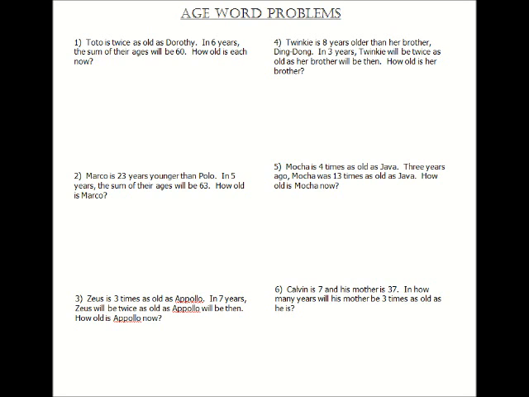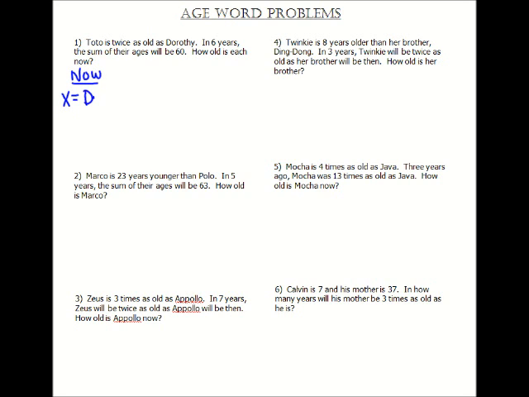Because we have to think about then and now and forward and backwards and upside down and inside out. Toto is twice as old as Dorothy. In 6 years, the sum of their ages will be 60. How old is each now? So you have to set up a now and a then, or a now and a fast forward.